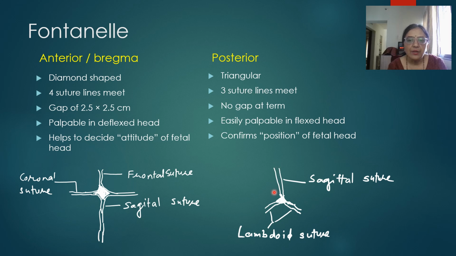As I said, for example, if the posterior fontanelle is to the left side anteriorly, it indicates that it is a left occipito-anterior position. If it is to the right side transversely, it confirms that it is a right occipito-transverse position. So wherever the posterior fontanelle is, we know that in its close proximity will be the occiput, and that is how it helps us to confirm the position of the fetal head.